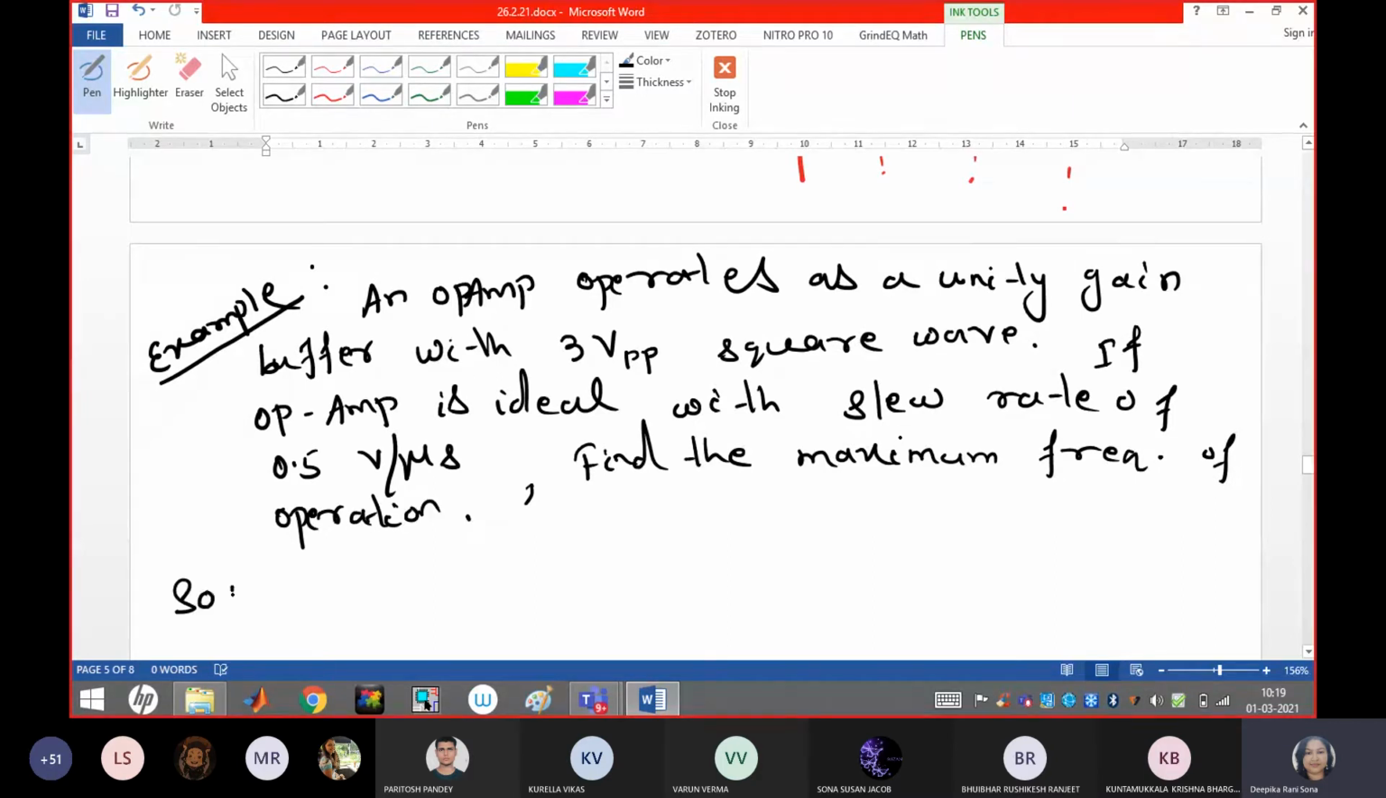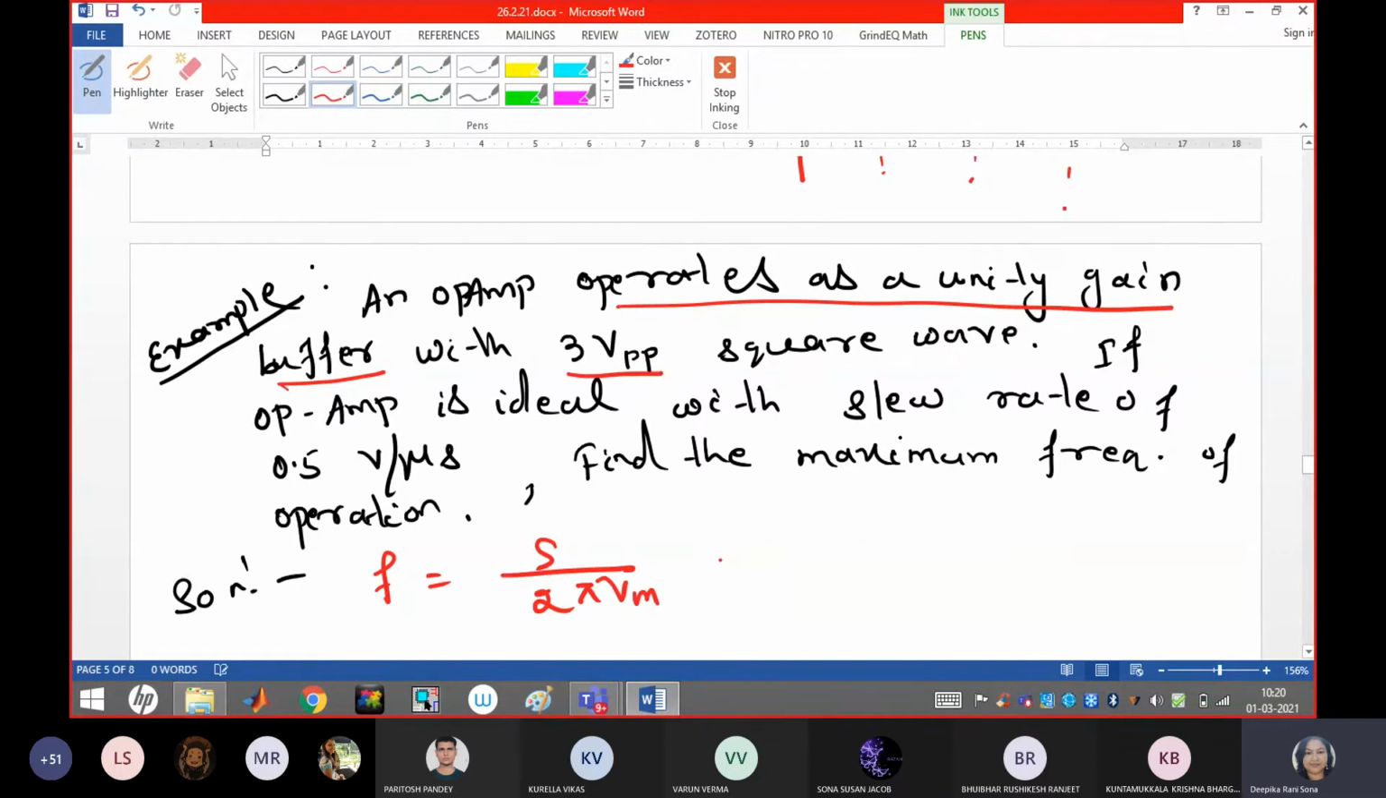So guys, what are the data given here? The first thing, the given circuit is a unity gain op-amp. And which data is given? Peak to peak voltage is given. Right? So what is the requirement as per the frequency given? Find the maximum frequency, no? We know the formula F equal to S by 2 pi Vm.